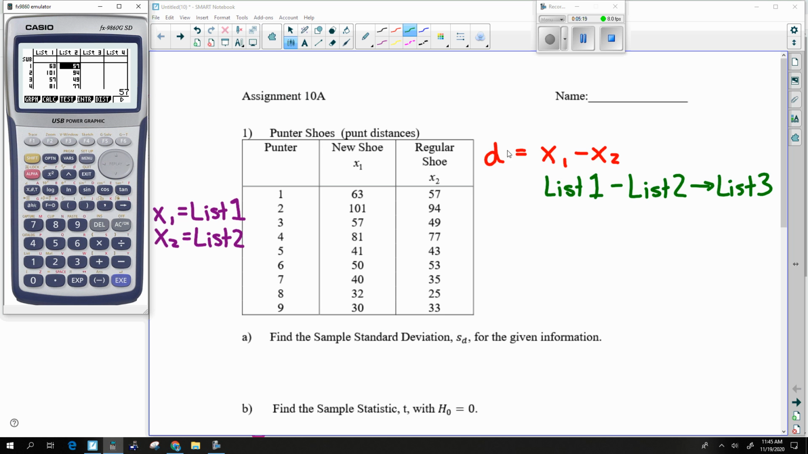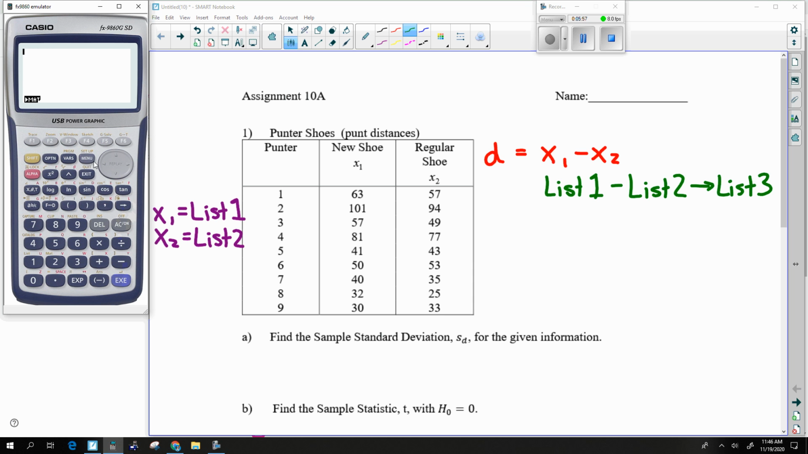Okay, so it looks like we're good to go. So let's go ahead and get our difference, D. So I go to the main calculator, and I take list 1, and I subtract list 2, x1 minus x2. Boom. Okay, and it's going to give you a list. This is the letter D. So what I'm going to do is take that list answer and store it as list 3. So that's how you store the letter D.